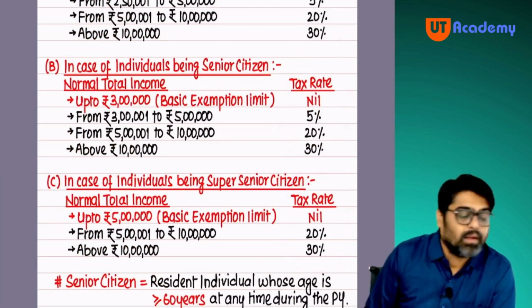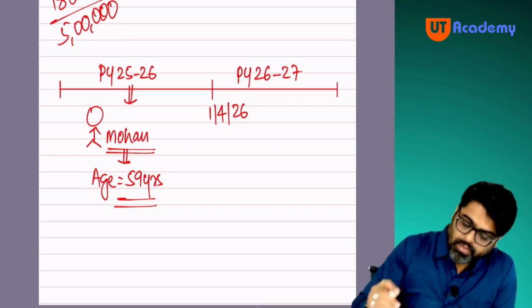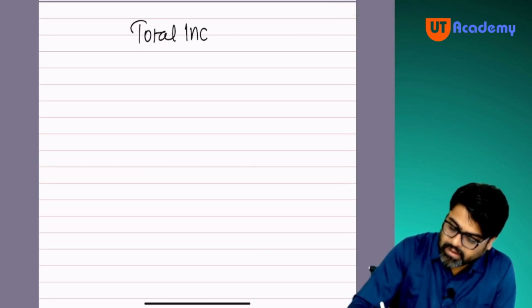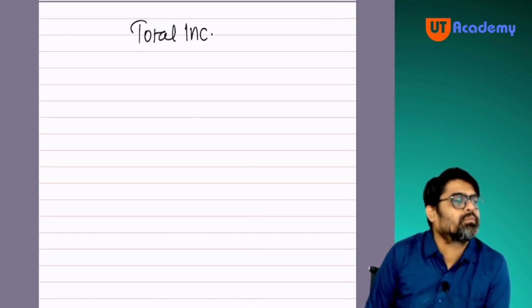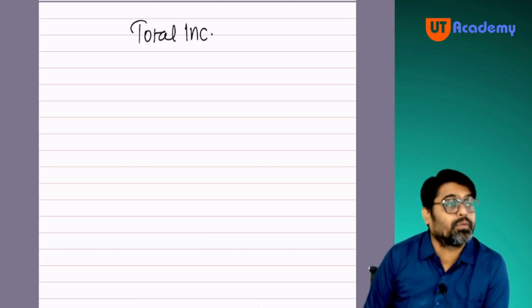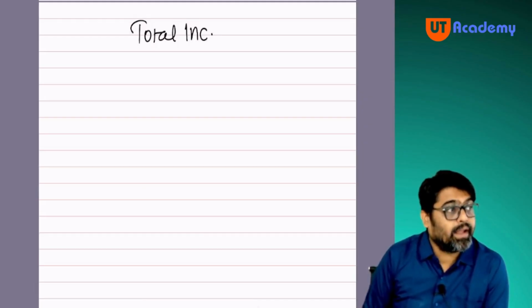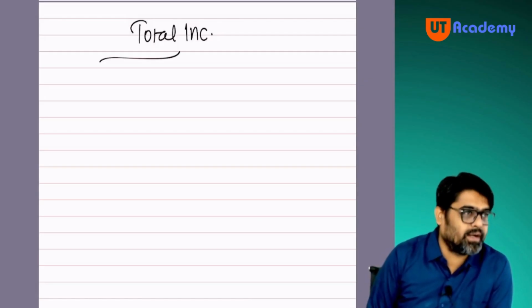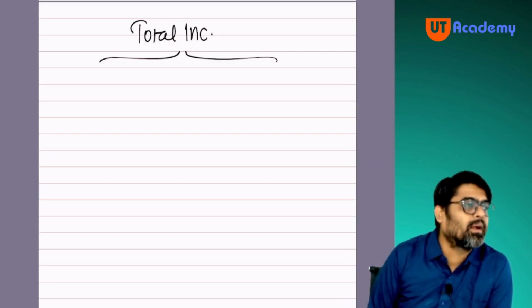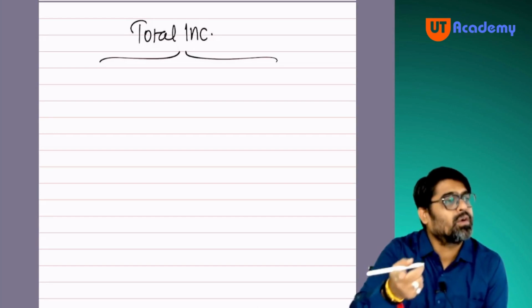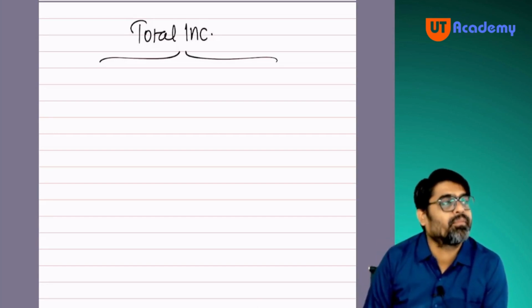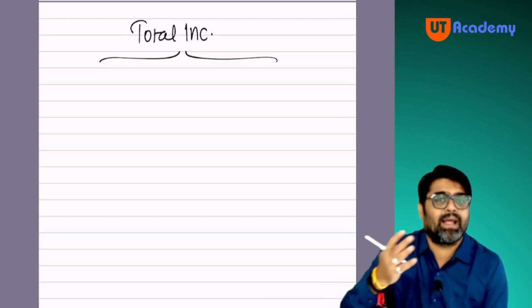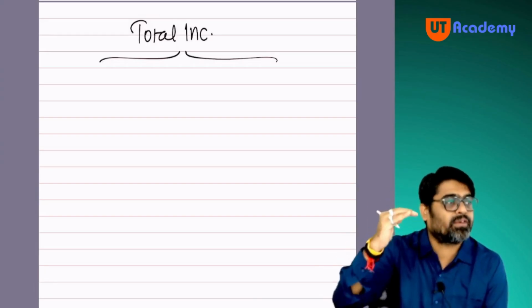Can you see this? Now, if you have calculated the total income of HUF, AOP, BOI and AJP, from that total income, on special income you will apply special rates. But on the normal total income you will apply slab rates, as we have just now discussed. How much is the basic exemption limit for them? 2,50,000. Yes or no? Then 2.5 to 5 lakh, then 5 lakh to 10 lakh, then above 10 lakh: 5%, 20% and 30%.